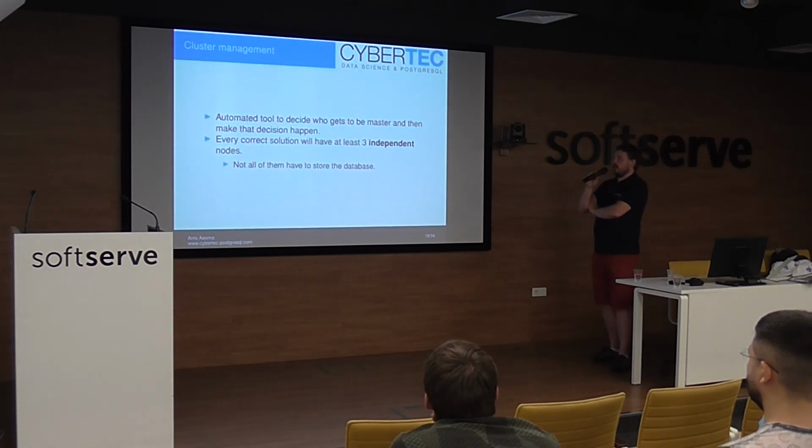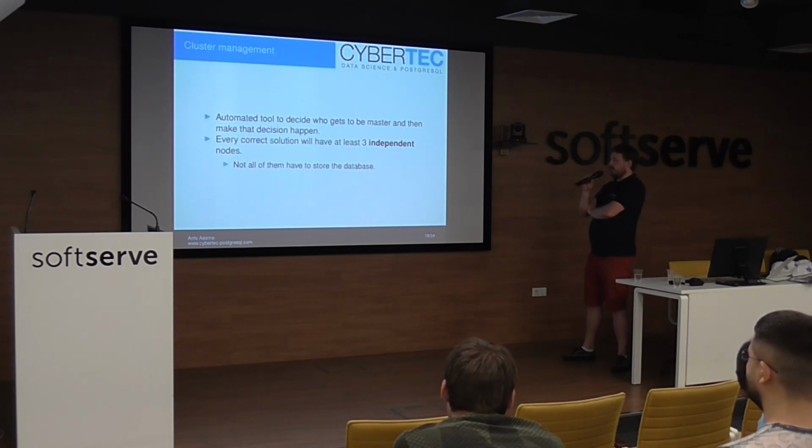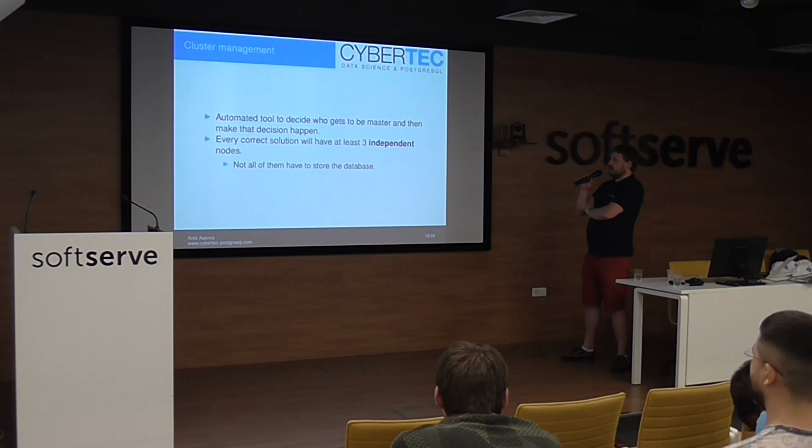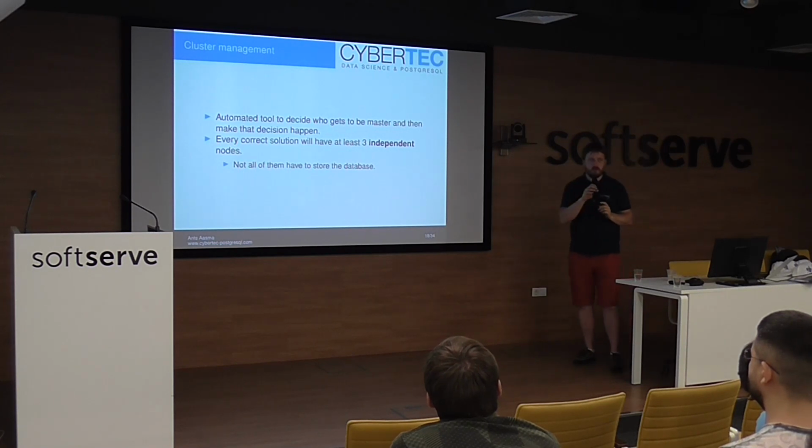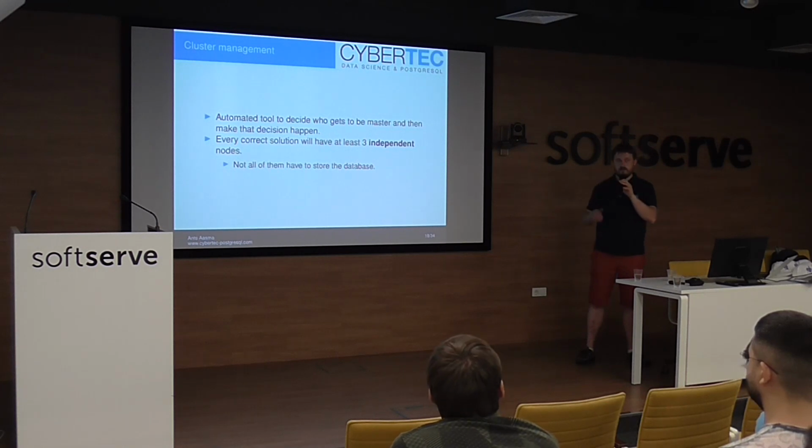Then on to cluster management, whose task is to figure out who is master and then make it happen. The main thing about the cluster management system is that if it's a correct solution, you will have at least 3 independent nodes in your cluster. Not all of them have to have a copy of the database, but you need 3 nodes to agree on who is currently connected to whom, and who is down.